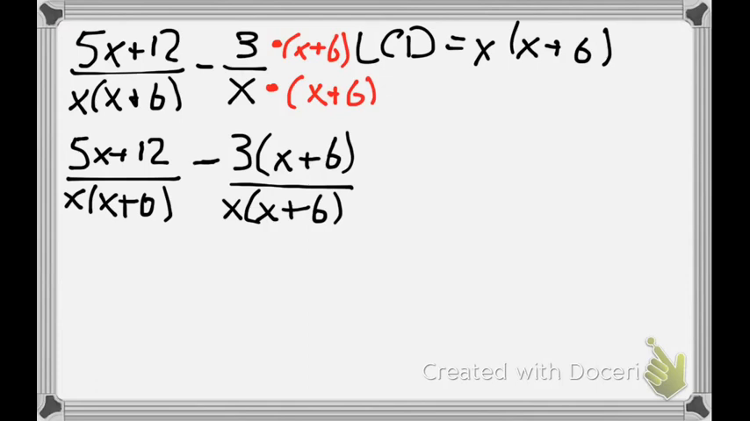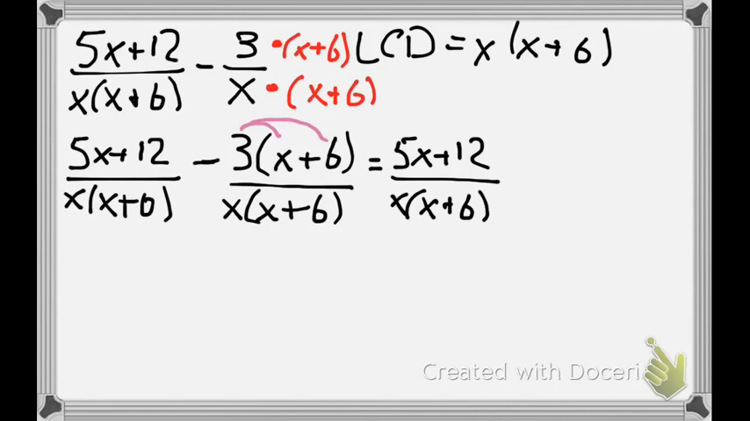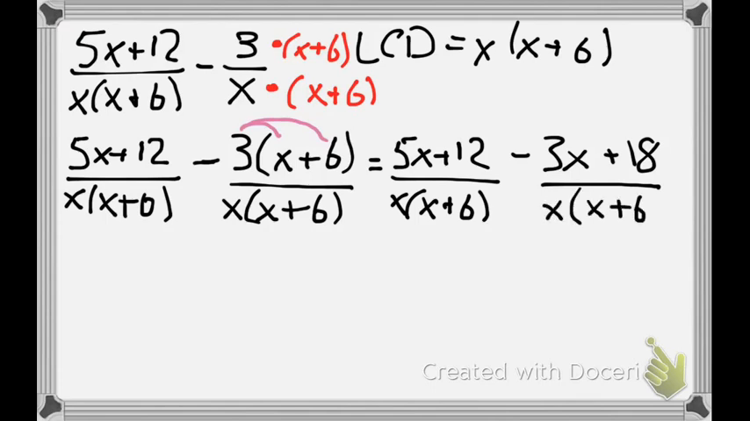So when I look at this now, the first thing I want to do is get rid of the brackets only on the top. I don't want to take out the brackets on the bottom. I want to keep that in factored form because maybe at the end I could cancel something out. But for my guys on the top, I want to get rid of those brackets. So I have 5x plus 12 over x plus 6, and it's going to be minus 3x plus 18 over x and x plus 6.